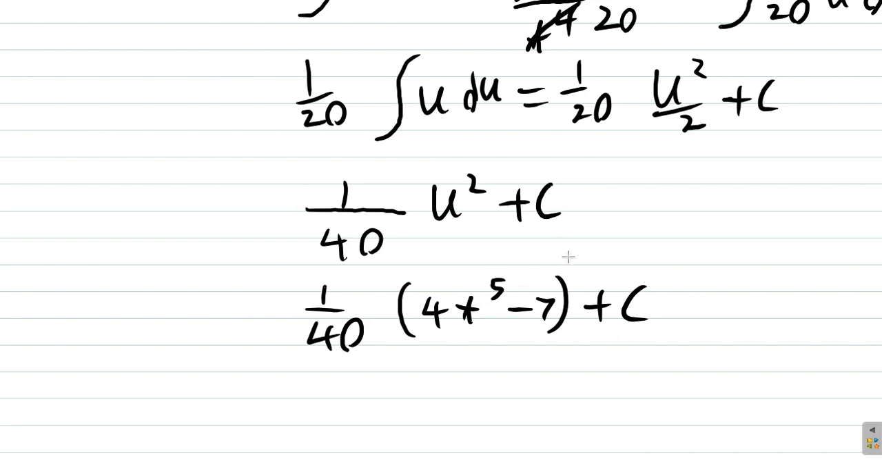Now this isn't raised to the 2 and the 3 and so on. So you can open the bracket, right? It won't give you too much work to open the bracket. You put 4 over 40. This is going to be 1 over 10 t to the 5. So it's t to the 5 over 10 minus 7 over 40 plus c. You can write it that way. So you can write the answer that way.